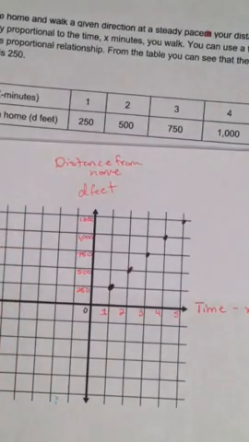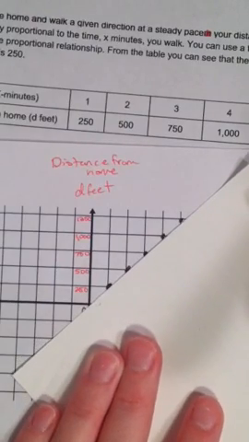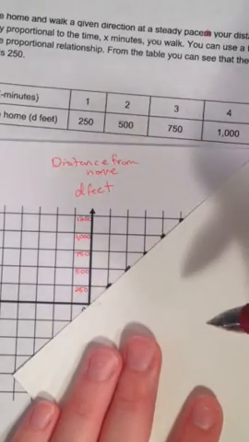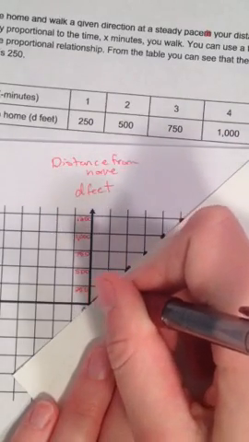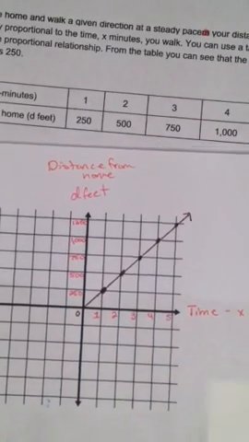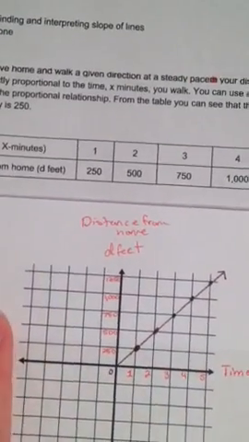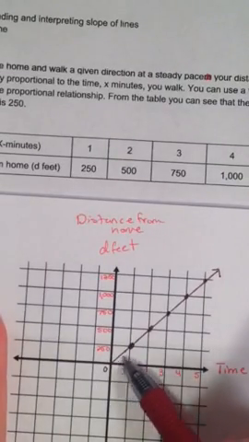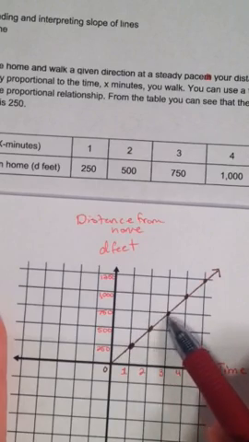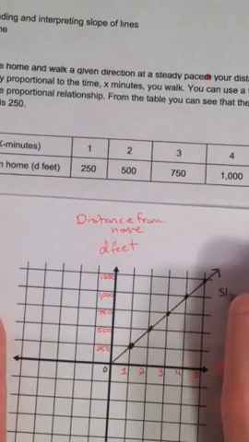So I'm going to take my handy straight edge here and just connect those points. And I would keep going at that pace, seemingly forever. Obviously, eventually you'd probably get tired and would stop walking at that pace, but in this case, we're going to say it goes on forever. So all this is saying is my line here, I'm going at a nice steady pace of 250 feet per minute.